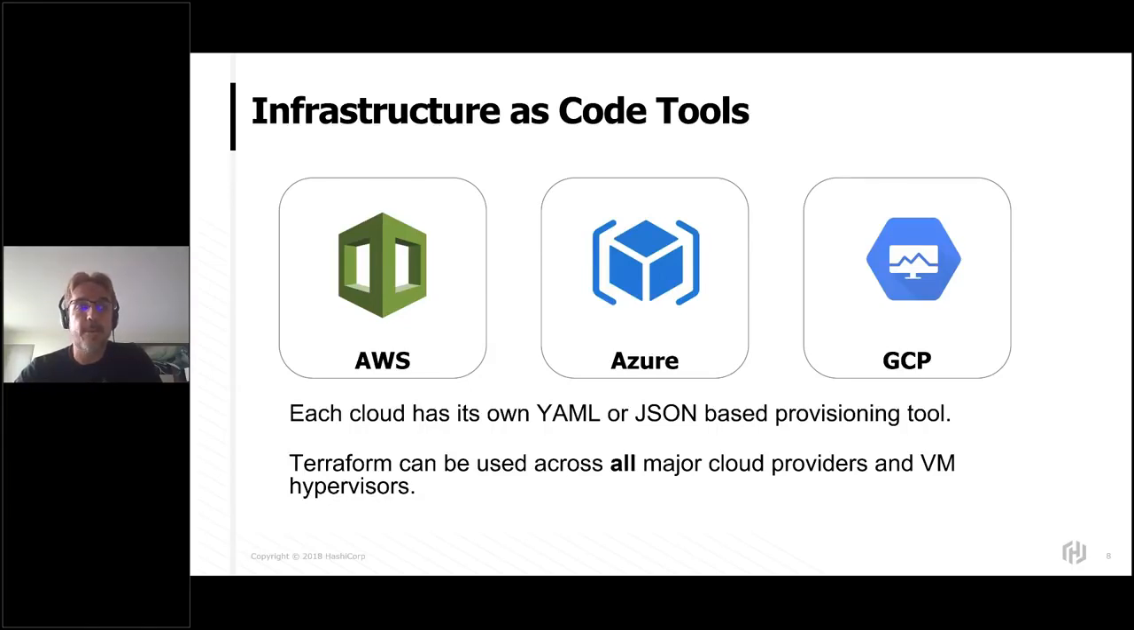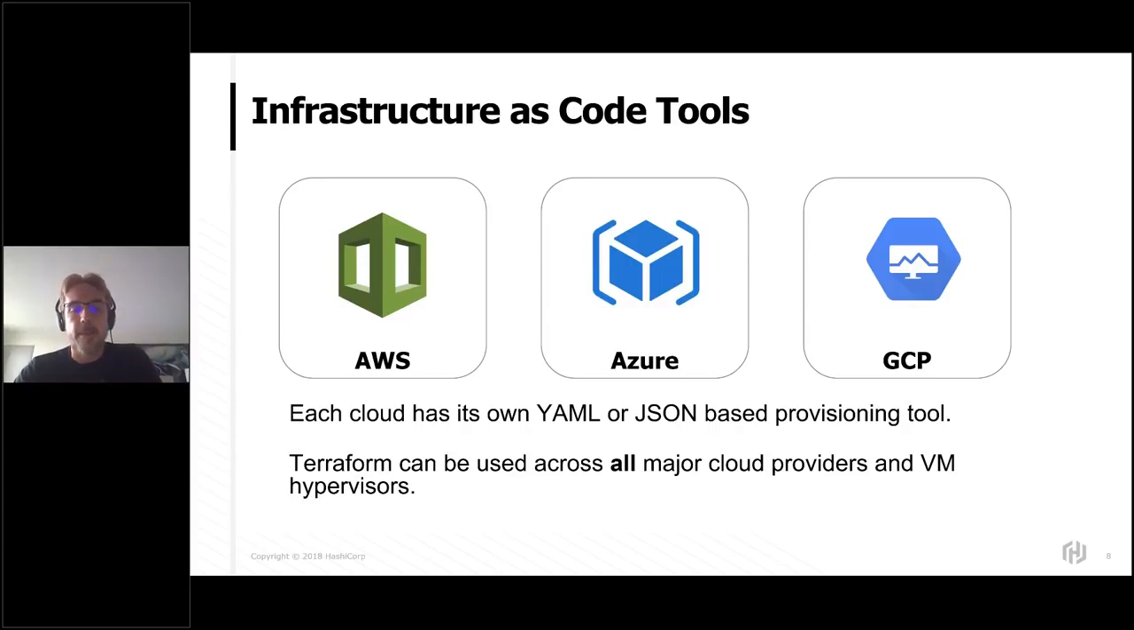And each cloud platform has its own provisioning tool that is native to that platform. So in the world of AWS, we have CloudFormation. Azure is ARM, Azure Resource Manager templates. GCP has its own tool. It's a YAML-based tool for provisioning infrastructure.